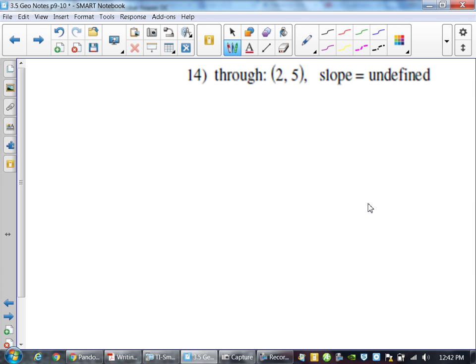Vertical. Vertical lines have undefined slopes. What's the equation of every single vertical line? x equals something. What does x equal?